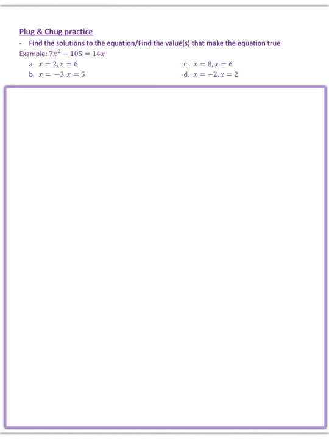Okay, let's move on to another example where we would be doing a plug and chug. The question is find the solutions to the equation, or they could also say find the value or values that make the equation true. You know this is a plug and chug because if you look at your answers, again, they are all x equals a number, x equals a number. In this case, we have two answers because we're dealing with a quadratic.